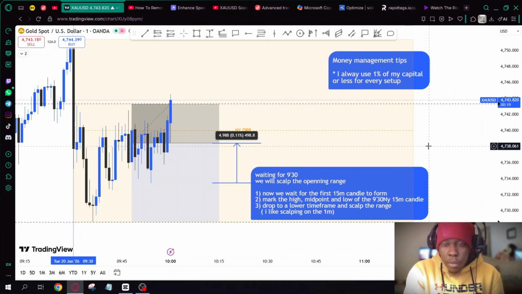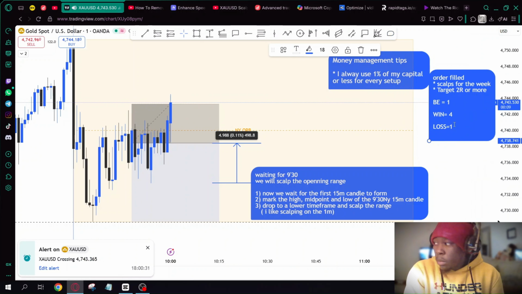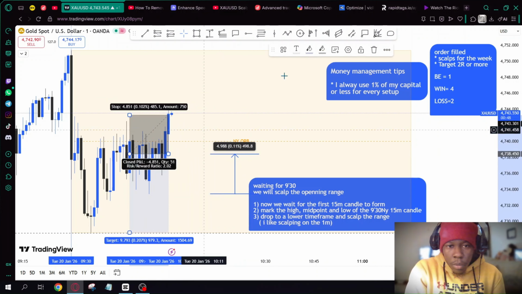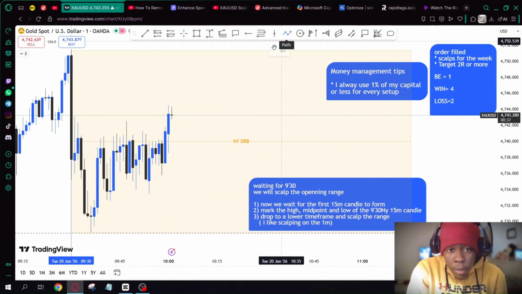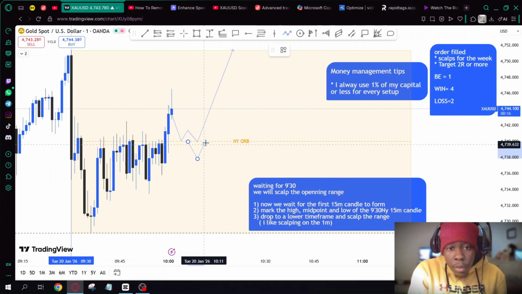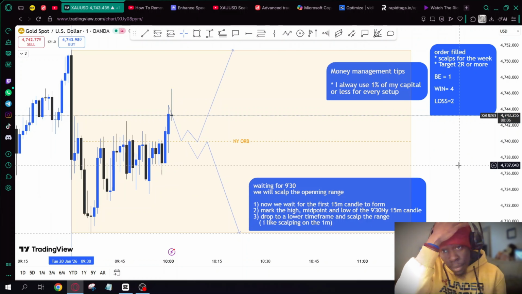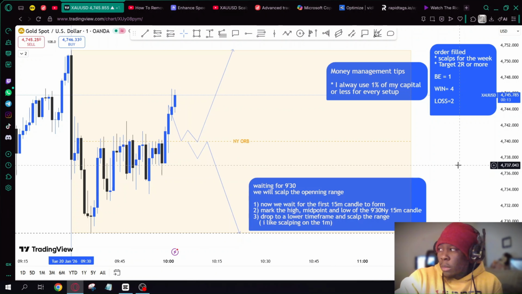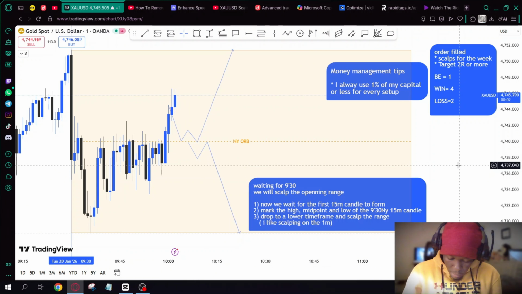But the battle is really decided at the midpoint of the range. Okay, this trade hit our stop loss, no problem. In trading, sometimes you lose some, sometimes you win some. Our first trade was a loss, but there's no problem. The first one was a loss, we're looking for another opportunity. That midpoint, we're using the midpoint as a reference.